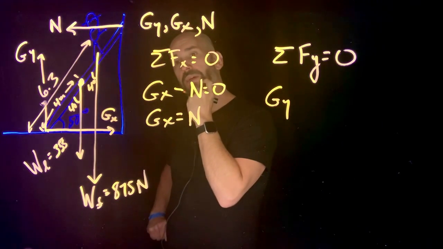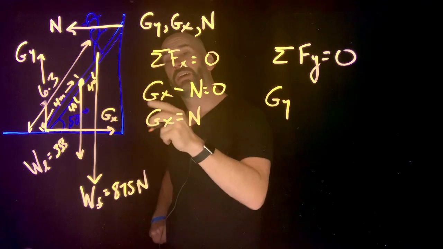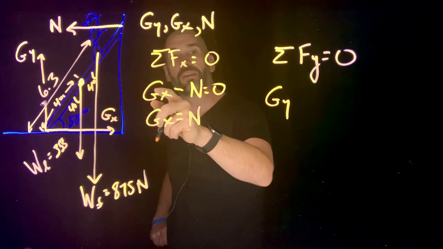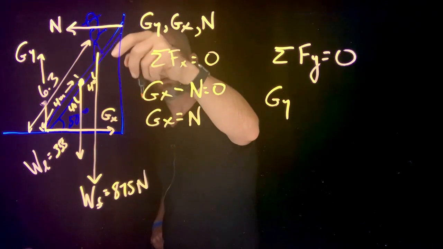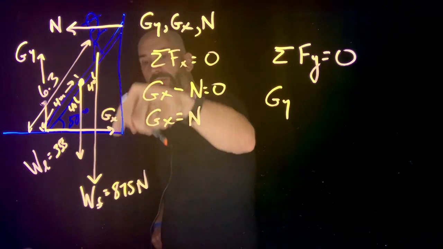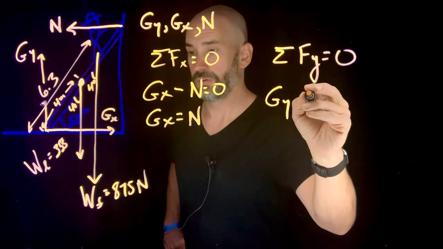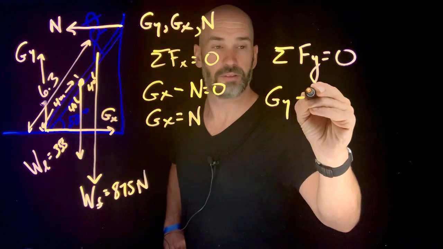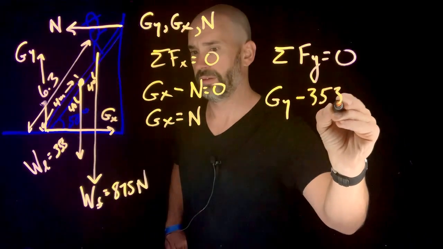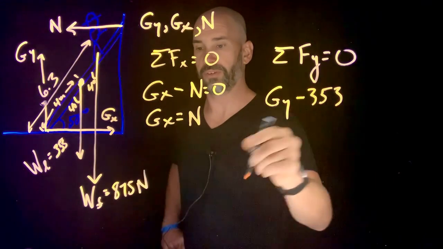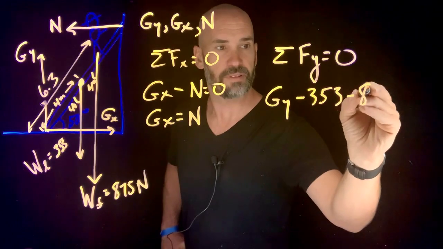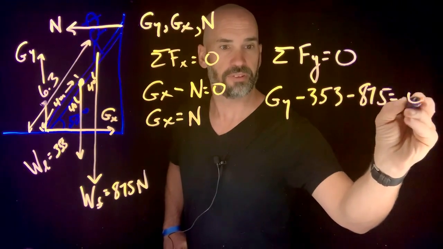And what else do we got going on? Well, we also have a couple of things going in the negative direction, which is basically the weight of the ladder, right? So that's minus 353 newtons. And the weight of the fire person, which is minus 875 newtons. And that all must equal 0.